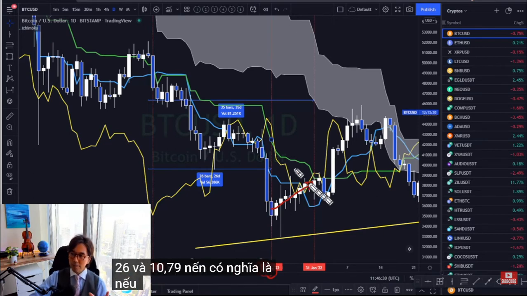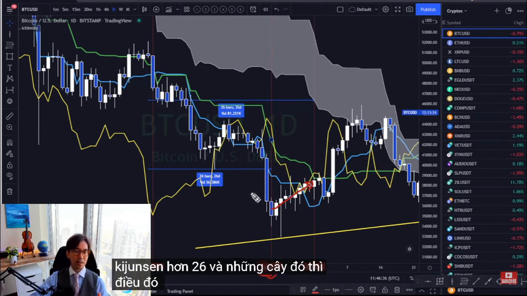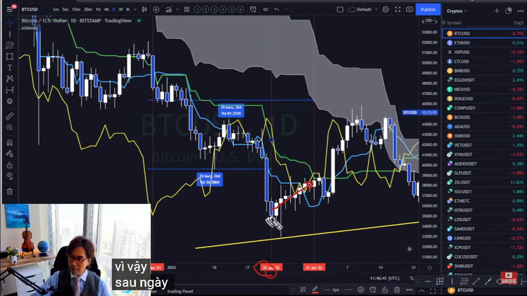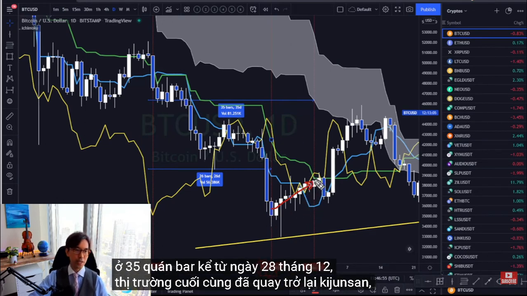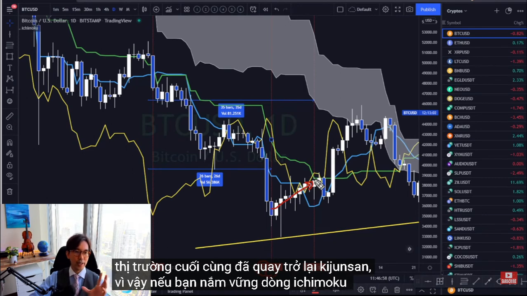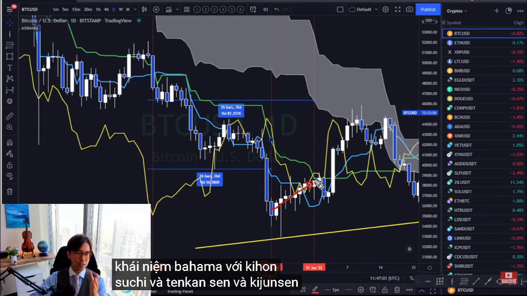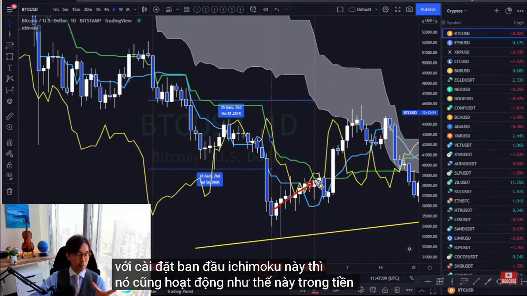That means if the market has been away from the Kijun-sen for more than 26 candles, then the market is overshooting, in this case oversold. So after this state, the market tends to retrace back to Kijun-sen. And in 35 bars since 28th December, the market finally retraced back to Kijun-sen. So if you master the Ichimoku and the concept of a handle line with this Kihon Suchi and Tenkan-sen and Kijun-sen, with this Ichimoku original setting, then it works like this in cryptos also.